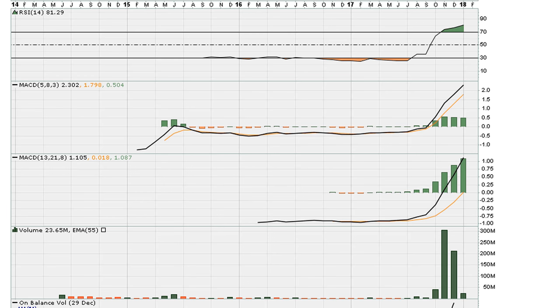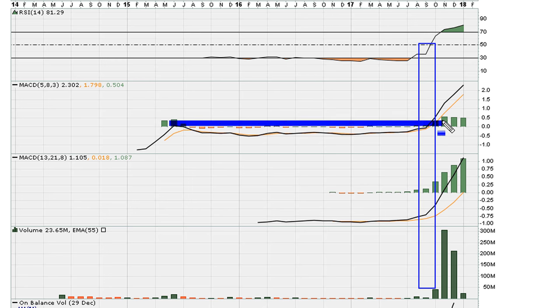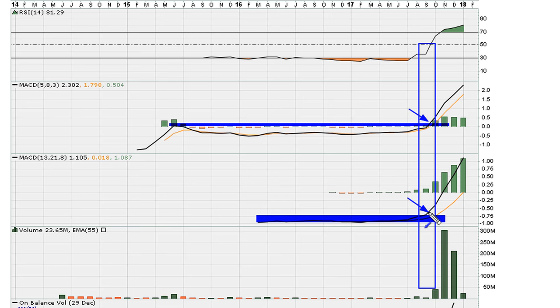And we can see also that during that time frame, we have the MACDs moving to three-year highs, in this case all-time highs. So we only need one of the MACDs to break out to three-year highs, and here we can see both MACDs break out to all-time highs. So definitely meets the minimum requirements for our ultimate breakout.